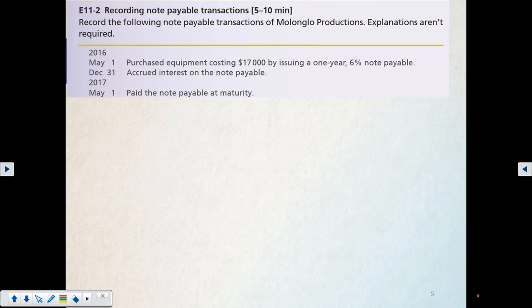Account, equipment debit, note payable credit, interest expense debit, interest payable credit. Okay. Anything else? What happened to you?